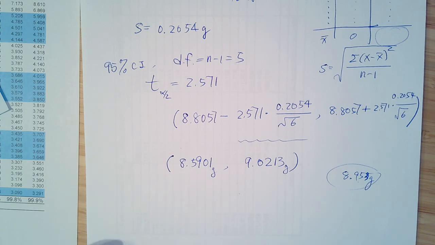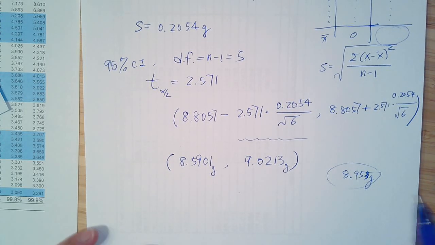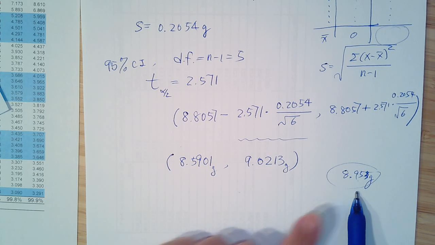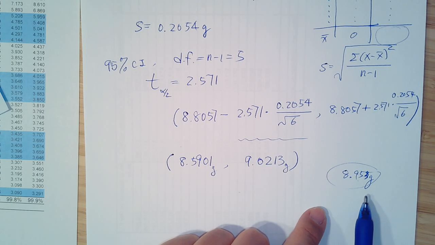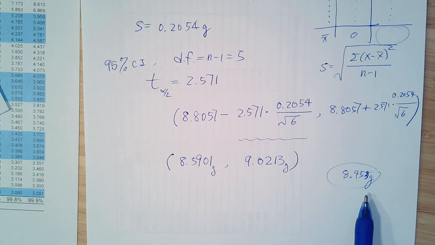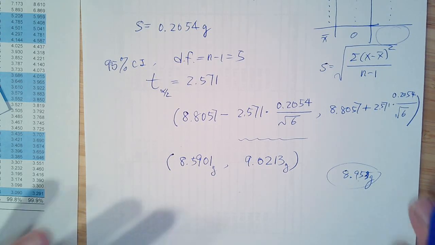Because this is what they claim, right? If the confidence interval does contain the desired mean, then the package appears to have been filled with candy in an acceptable way. So we're okay with it.